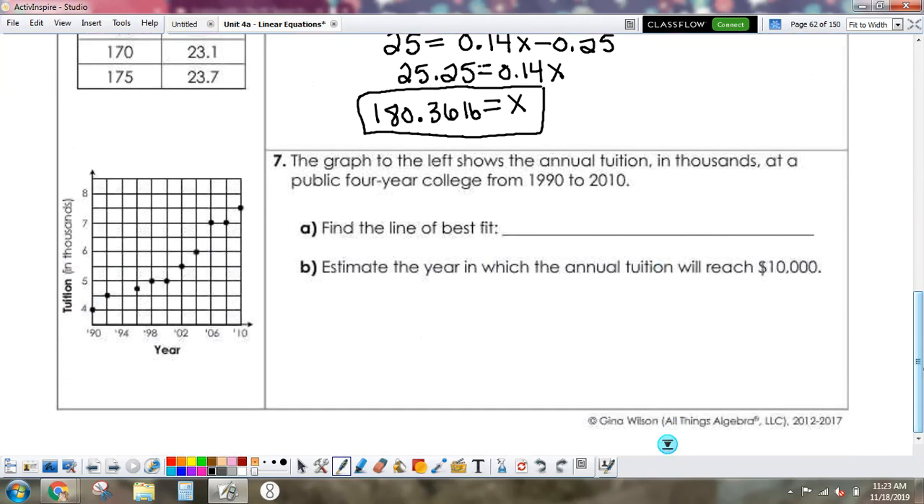Same idea for the last one, but this time they give us a graph. So what you need to do is put these into ordered pairs and then input the information. So go ahead and try that, get your answers, and compare in a minute.